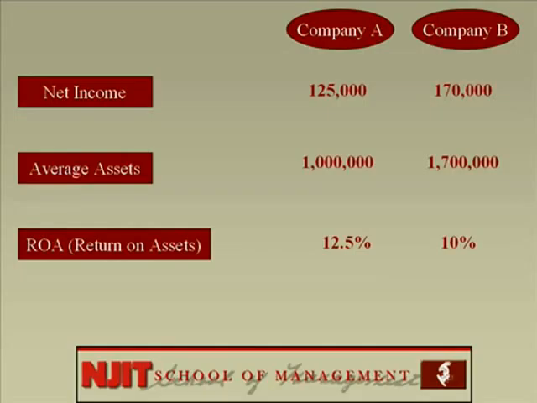What do you conclude? Overall, A is getting a return of 12.5% on their investment in assets. B is generating a return of 10% on their assets. So overall, A is managing more effectively than B. A is doing a better job overall than B. Now the next question is, why?